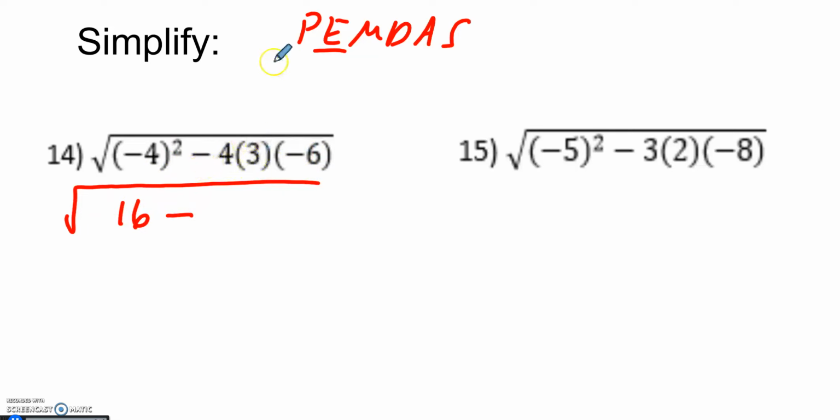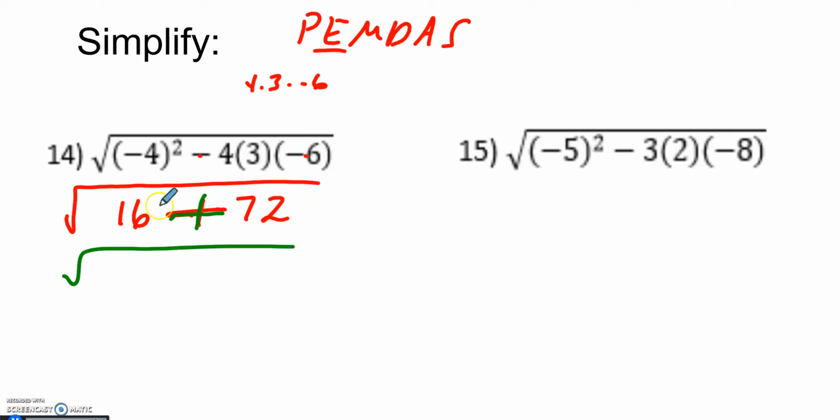So 4 times 3, if I do 4 times 3 times negative 6, that would get me a negative 72. So because I have two negatives though, here and here, that would become a plus under the square root. So I have the square root. Let's keep going under the symbol first. 16 plus 72 would give me 88.